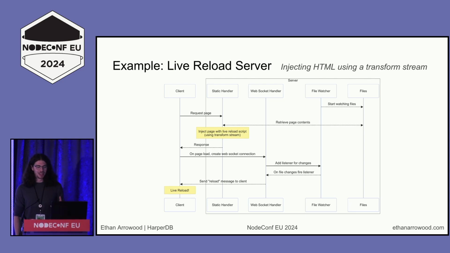So this actually starts at the top right of the diagram. On the server, your file watcher starts watching the file system, and then fast forward to your client makes a request for a page. Your static handler will then retrieve those page contents from the file system, and then when it gets that file, let's say your index.html, we're going to inject that page with your live reload script. That live reload script utilizes WebSockets to create a connection back to that server, which happens next.